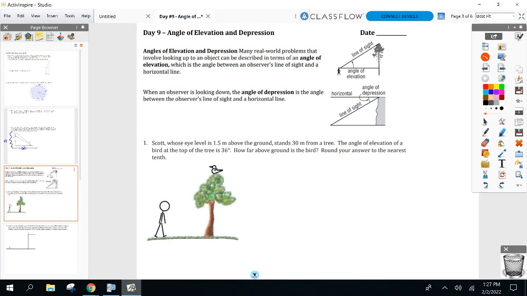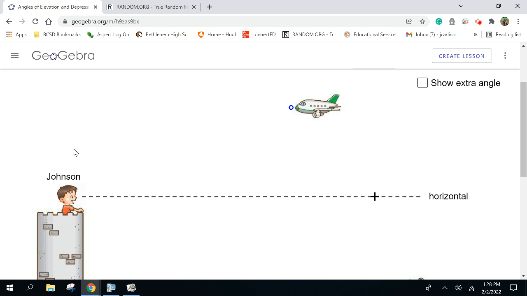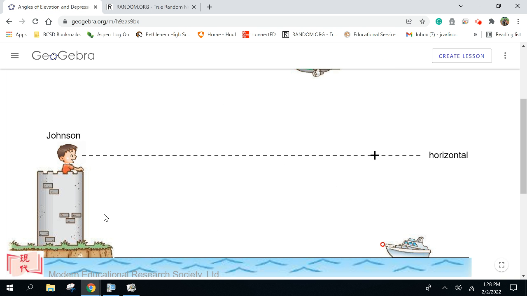All right, first term I want to introduce to you is what's called an angle of elevation in a triangle. Angle of elevation. Instead of just drawing it and pointing to it, how about a little visual here with our friend Johnson? All right, here's our friend Johnson right there. I don't know what he's in, but a castle? I have no idea.